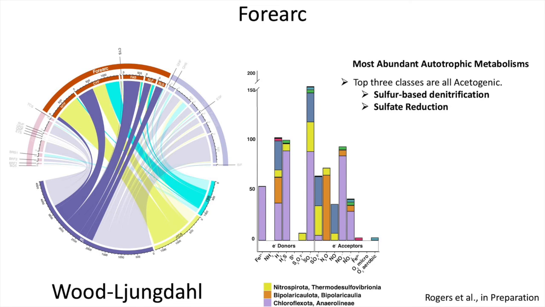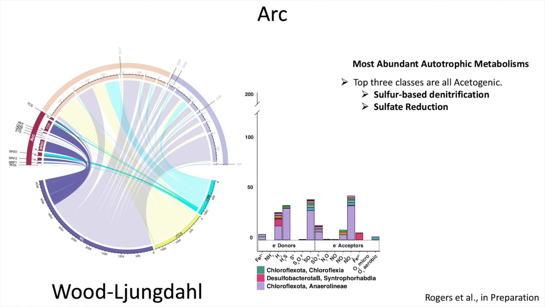In the forearc, sulfite oxidation has the highest abundance of genes, followed by hydrogen and hydrogen sulfide oxidation. And then when we look at electron acceptor predictions, we see that nitrite reduction has the highest abundance of genes, followed by nitrous oxide reduction and sulfate reduction. And this suggests that sulfur-based denitrification followed by sulfate reduction are the most abundant metabolisms in the forearc. And we see that the same metabolisms are also abundant in the arc.